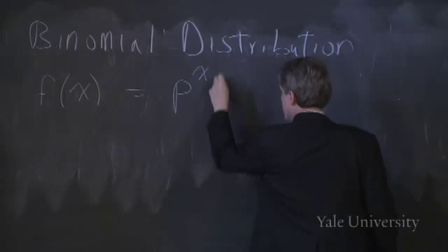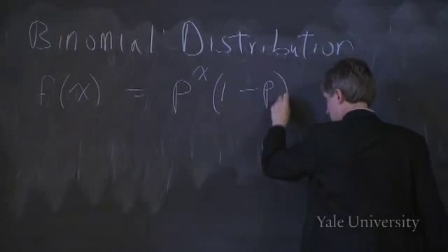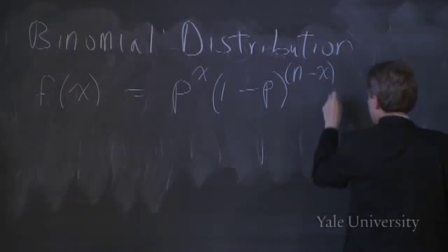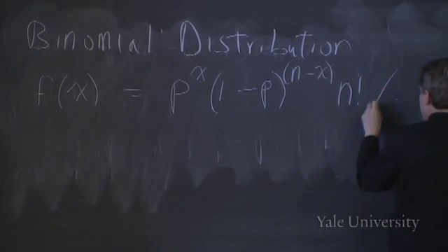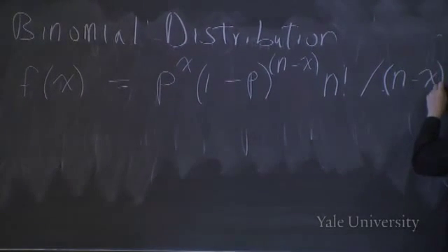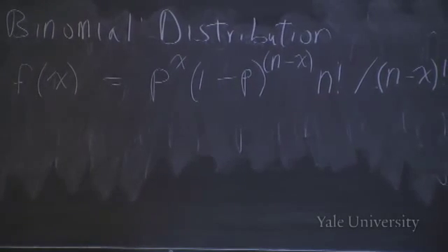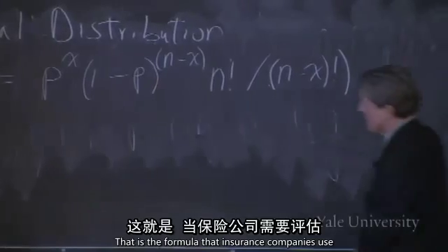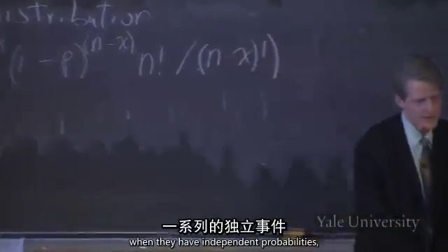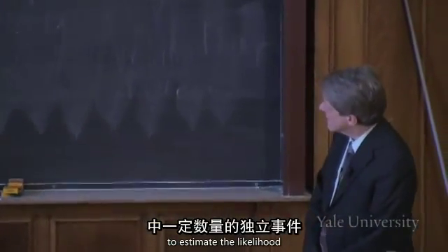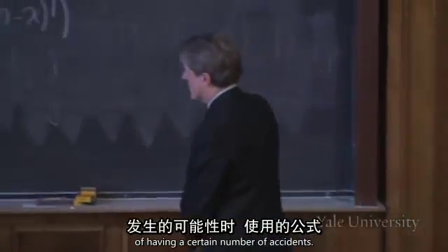P to the X times (1 minus P) to the N minus X times N factorial all over X factorial times N minus X factorial. And so that is the formula that insurance companies use when they have independent probabilities to estimate the likelihood of having a certain number of accidents.